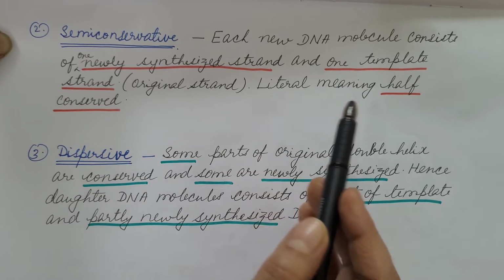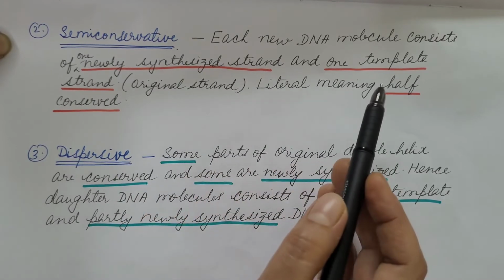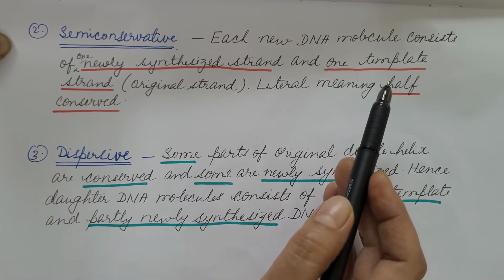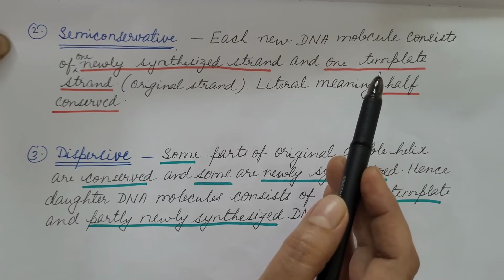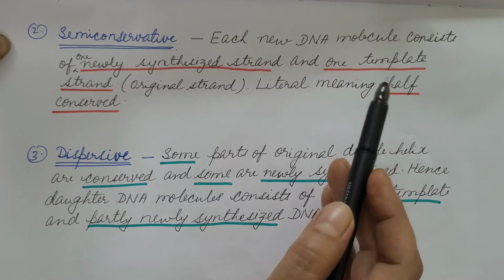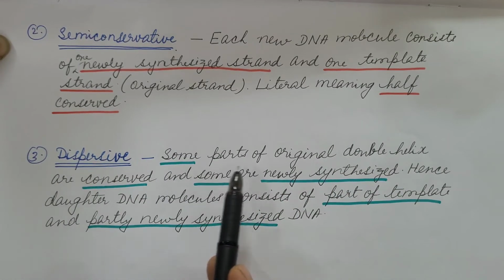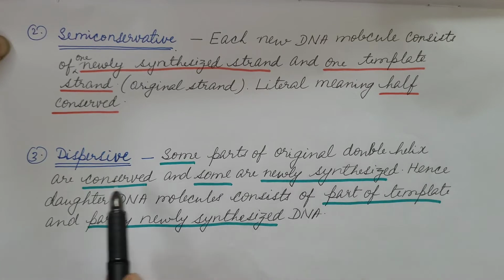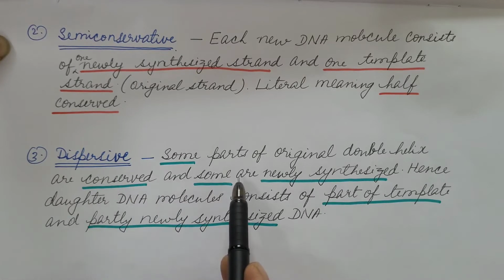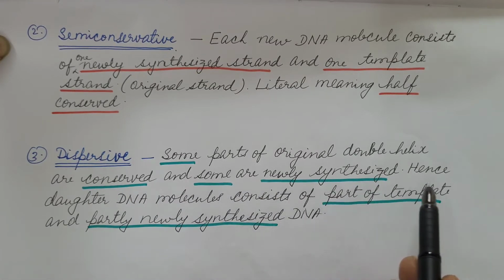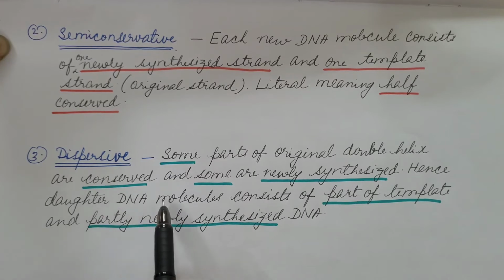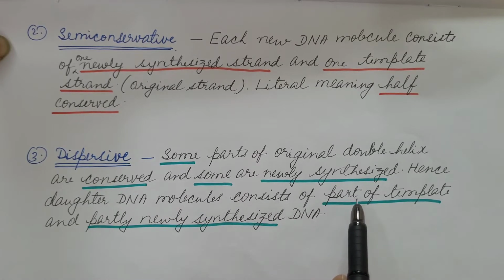Semi-conservative literally means half conserved. So here one of the templates is conserved, that is, it is the old one, and the second is a newly synthesized strand. Then the dispersive mode. Some parts of the original double helix are conserved and some are newly synthesized. Hence, daughter DNA molecules consist of parts of the template and partly newly synthesized DNA.